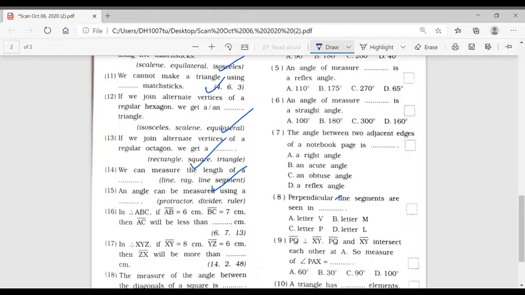Now question number 15: an angle can be measured using a, what is that called? Protractor. If you have to measure the value of the angle, then we will use protractor. We will not use ruler, we will not use dividers. The right option is protractor.